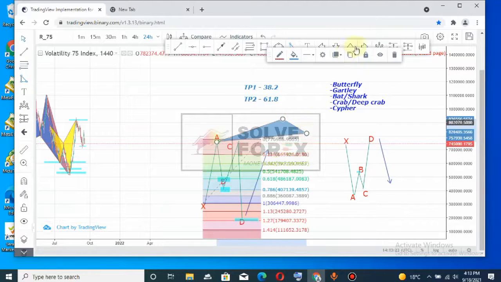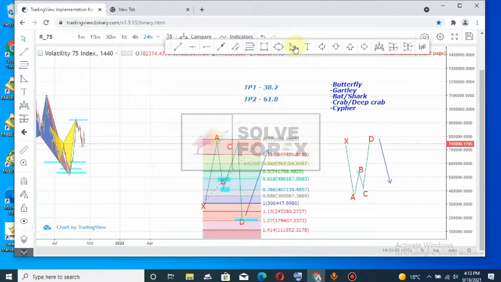Okay. You take your triangle. You draw from X to A to B. You put it there on 786. Then you take your triangle again. You draw from 786 to your C point. C point can retrace wherever. It doesn't matter as long as it doesn't break the first leg.